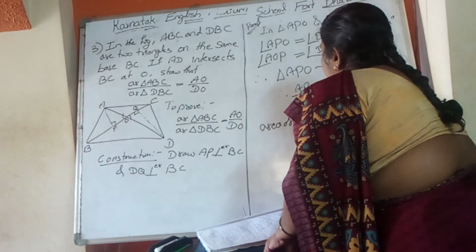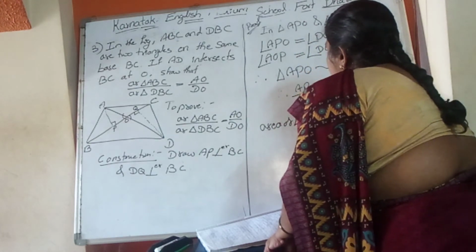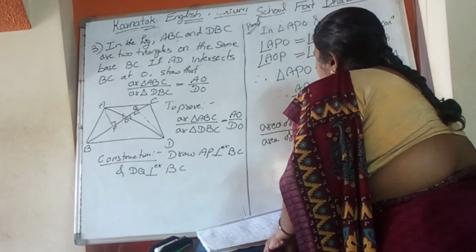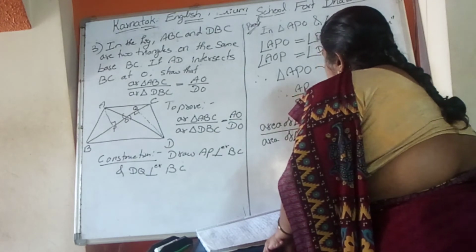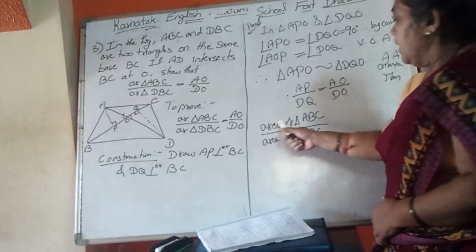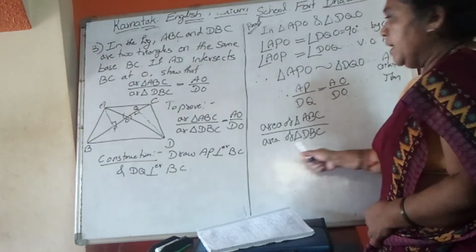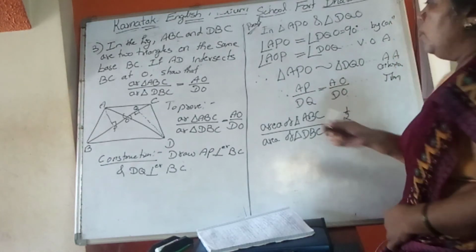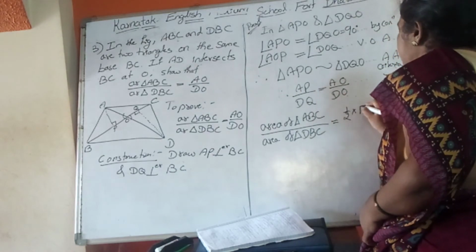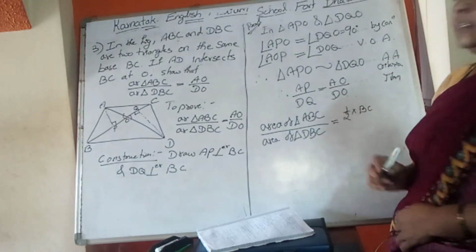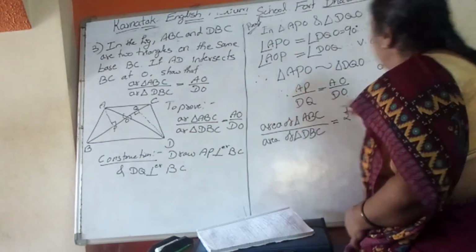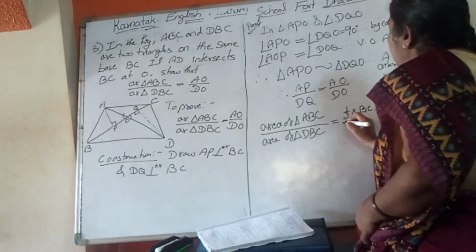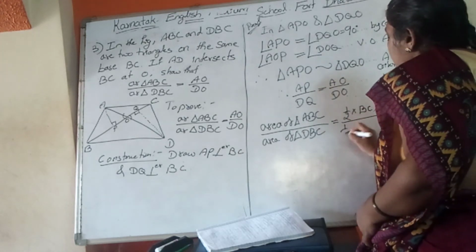of triangle ABC divided by area of triangle DBC. The ratio of the area of triangle ABC to triangle DBC is equal to 1 upon 2, base means BC, into height means AP, divided by 1 upon 2.